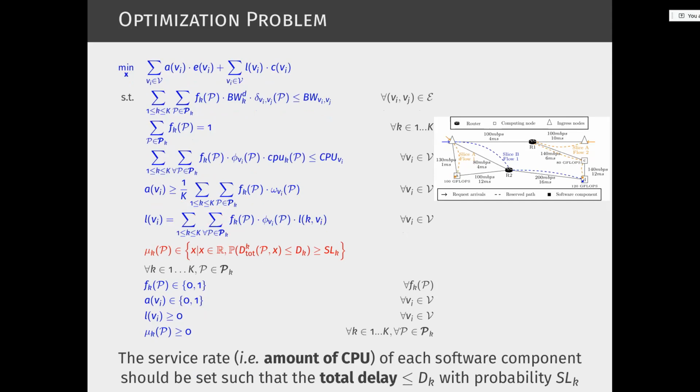So that one tells you that the service rate of your service, so equating to the amount of CPU, of each software component should be set so that the total delay that I just defined is lower than the delay demanded by the slice tenant with a certain probability. So we call it the service level. That's also defined by the tenant.